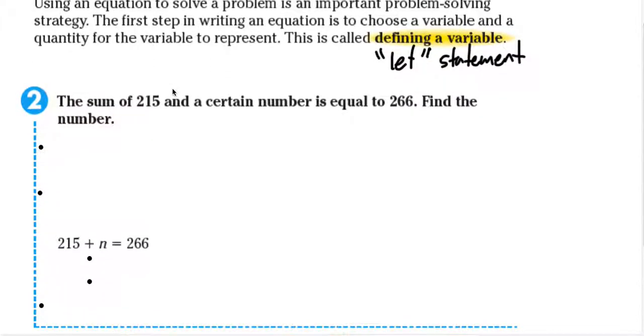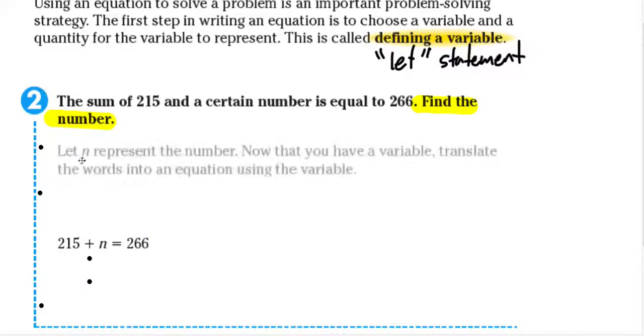The sum of 215 and a certain number is equal to 266. Find the number. First, identify what the problem is asking for. In this particular word problem, it's asking you to find the number. Therefore, we are trying to look for a number. So, we define the variable according to what the problem is asking for. Let n represent the number. Again, that's why it's called the let statement, because it starts with the word let.